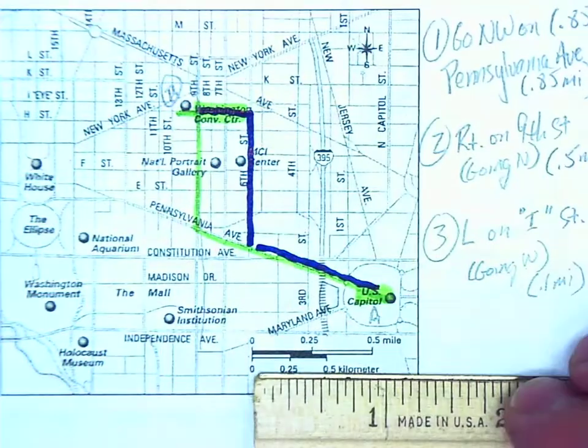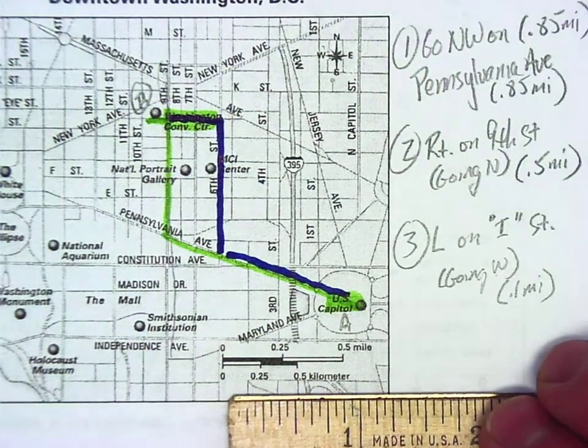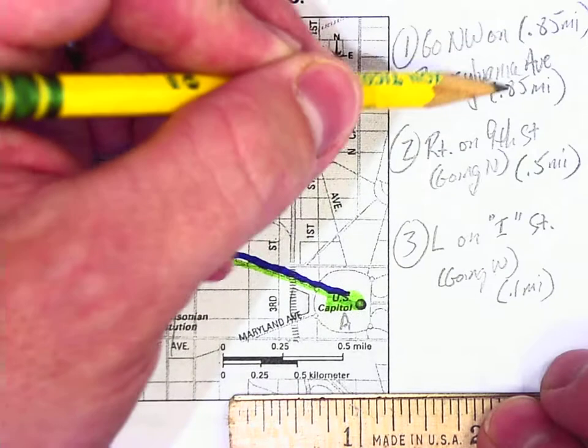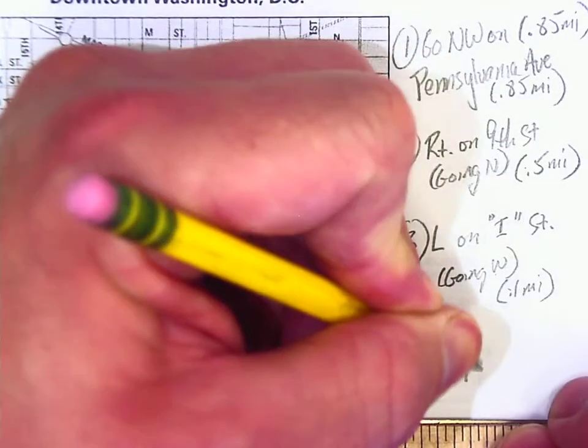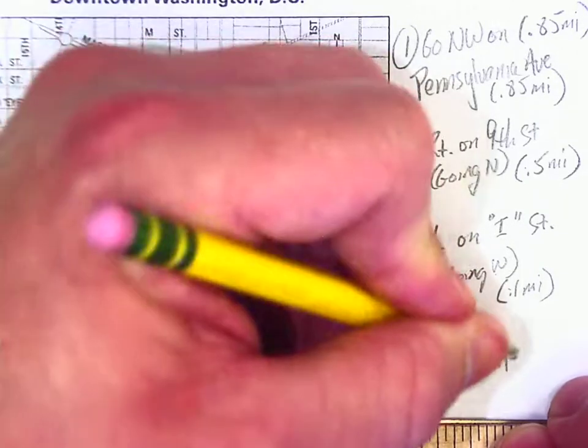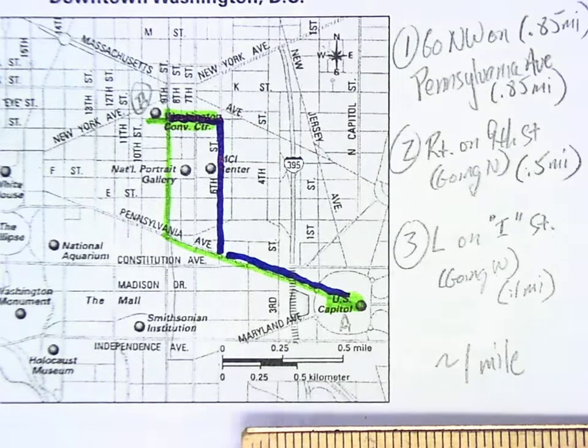Okay, so if I add it together, I can say which way to go on which street. I can talk about how far to go, and I can really quickly just add together my numbers. So 0.85 plus 0.5 plus 0.1 is about 1.45. It'd be probably about a 1 mile walk to get from the U.S. Capitol to the Washington Convention Center. And in my own way, I've made a low-tech MapQuest.